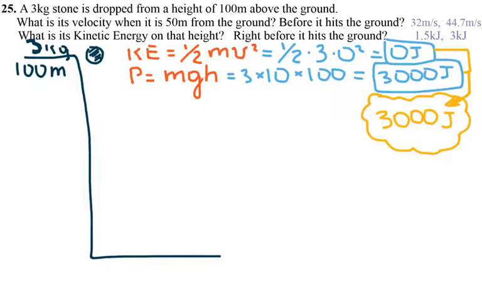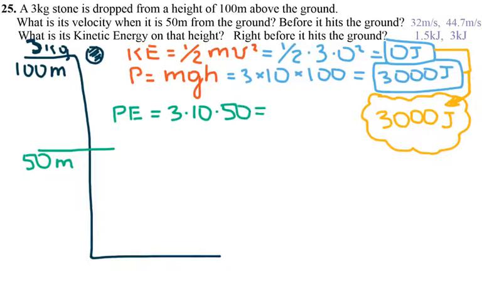Now I'm going to look at different heights. So now I have to find the potential and kinetic energy of the object and its velocity at 50 meters above the ground. So the potential energy at this height is equal to mgh. The mass is 3, g is 10, acceleration due to gravity, and the height is 50. So it looks like it is 1,500 joules of energy.